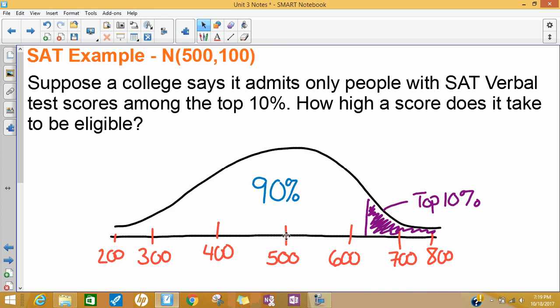And our mean goes in the middle of 500. Standard deviation is 100, so we can go up by 100s. We're going to go 3 in each direction because 99.7% of the data, if it's normal, falls within 3 standard deviations of the mean. And our top 10% is going to be somewhere up here on the right tail. So we know this area under the curve. I'm sorry, we want to find out what is the SAT score right there.